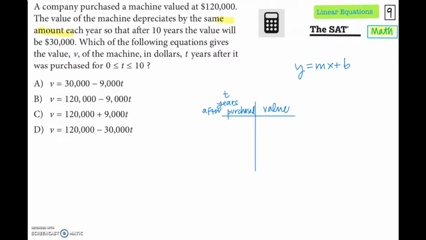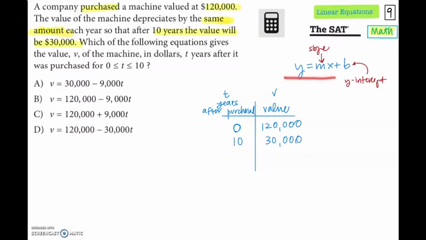Because we know it's a linear function, let's get the data that we do have into a table. Just by looking at the variables that they use, I know I've got a t and a v in this table, and t is years after it's purchased. So the very first year, before, when it's purchased, which would mean t equals 0, the value is 120,000. And then 10 years later, the value is 30,000. This is enough information to come up with the equation.